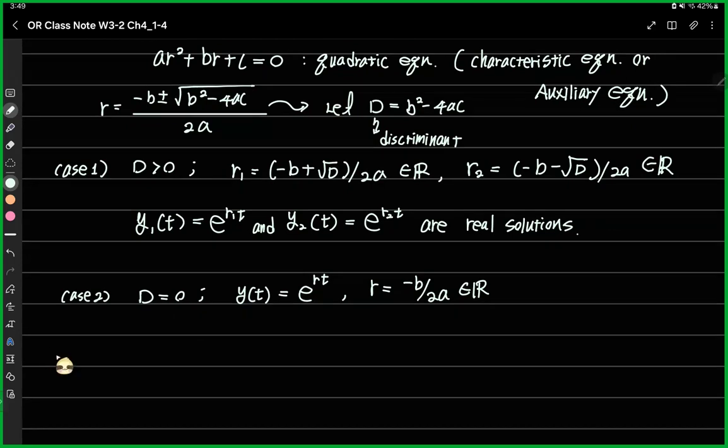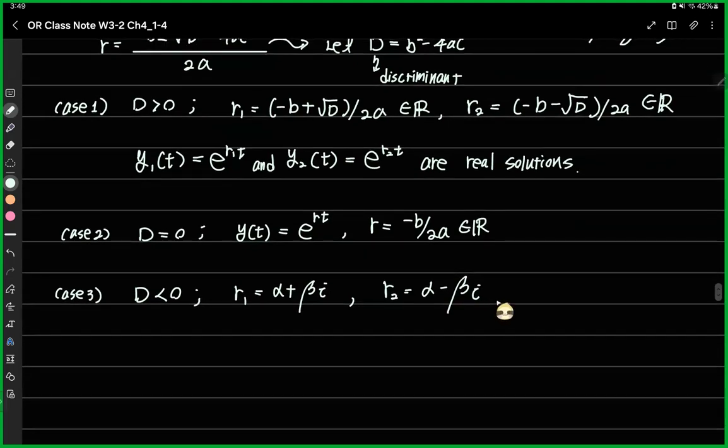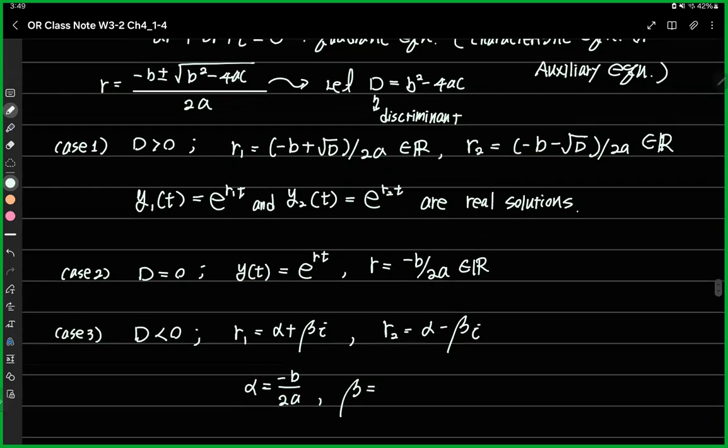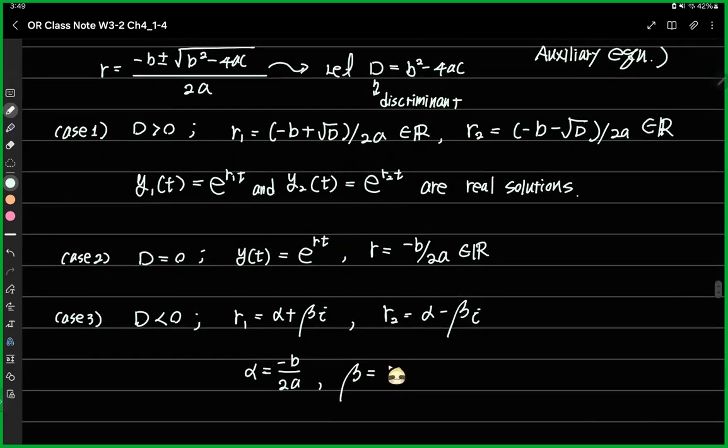So that's one. Case 3, D is less than 0. Then what? Then R1 is, you can say, alpha plus beta i, and R2 is alpha minus beta i, because if D is less than 0, then we're going to get complex roots, right? Two distinct complex roots. Here alpha means minus b over 2a, and beta is the square root of D over 2a, is it?